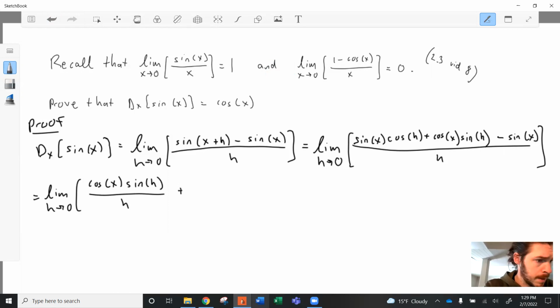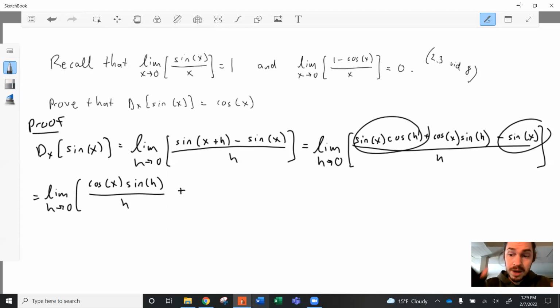Now, plus, I want to take the other two parts, which would be this part and this part. And I'm not actually going to separate those two in the same way. I'm going to keep them together. But I want to do something slightly different. Here, I want to factor out the sine of x. Okay. So I'm going to factor out sine of x.